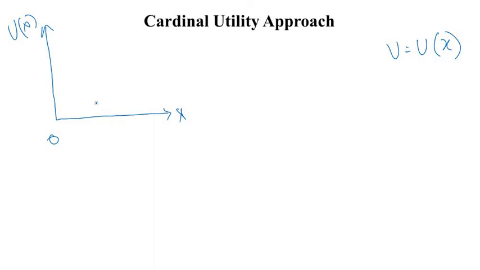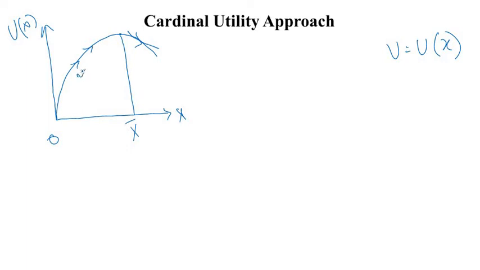You know that U is a function of X, right? So we have to draw the total utility curve here. What will be the shape of the total utility curve? As the consumption of X increases, total utility increases. However, it increases at a diminishing rate, as you can see. And at X bar, the utility level is maximum and then it starts falling. Again, it falls at a decreasing rate.